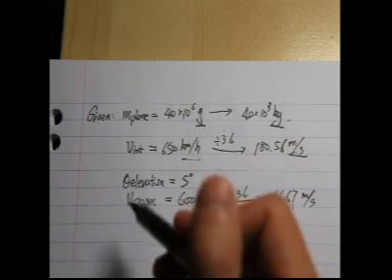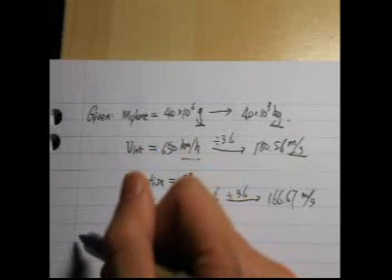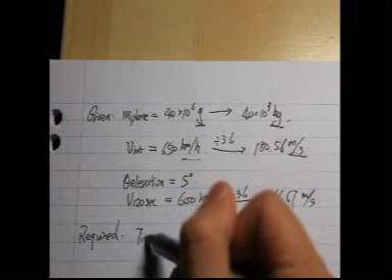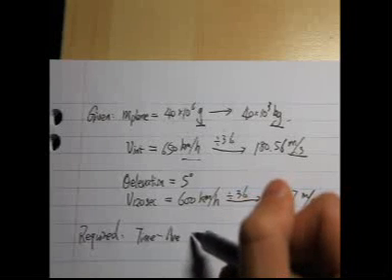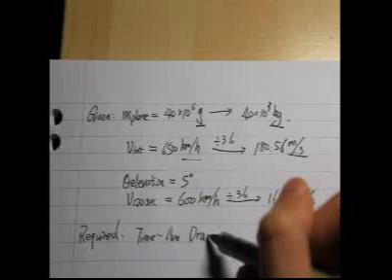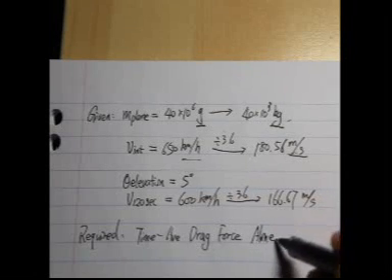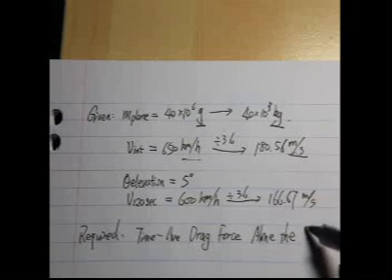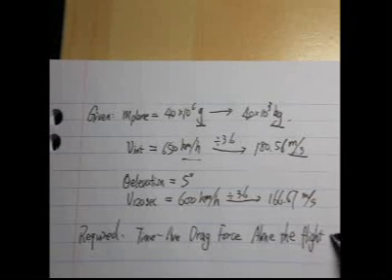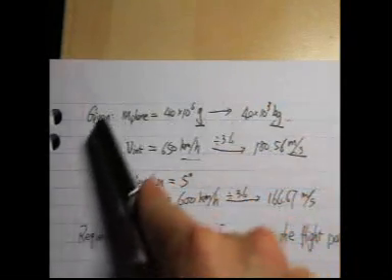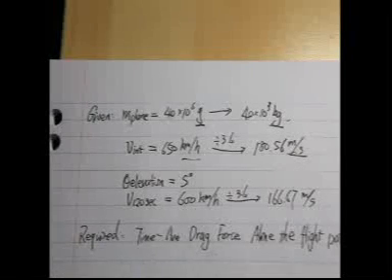And what the problem asks us to find is the time average drag force along the flight path, and we denote it as D. So here is what we know, and here is what we have to find out.